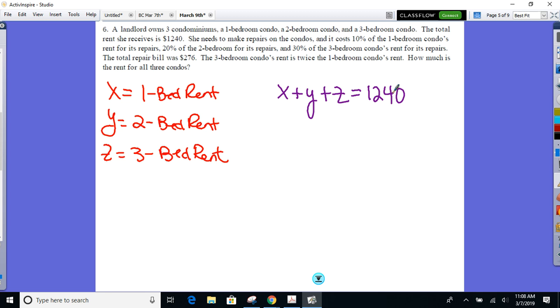What else you got for me? What about these percents here? Okay, hold on. 0.1x plus 0.2y plus z. Yep, 276 for the repair bill. 2 down, 1 to go. 3-bedroom condo rent. What do we call 3-bedroom condo rent? Z equals twice the 1-bedroom. Z equals 2x. Yep.